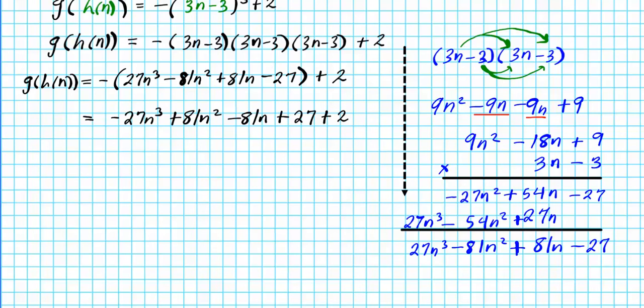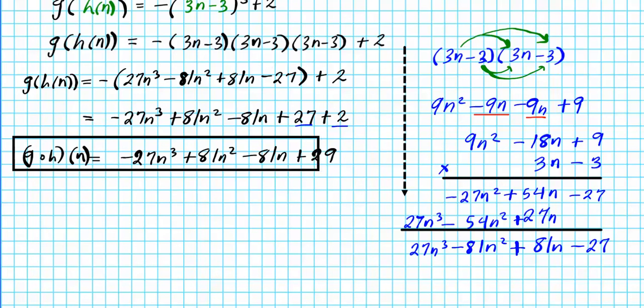The only like terms that can be combined are the constants, the 0 degree terms. Combine those two, and that will give us our final answer. Negative 27n to the third plus 81n squared minus 81n plus 29. Okay, so that is G composed with H of n. All right, let's go ahead and box our final result.